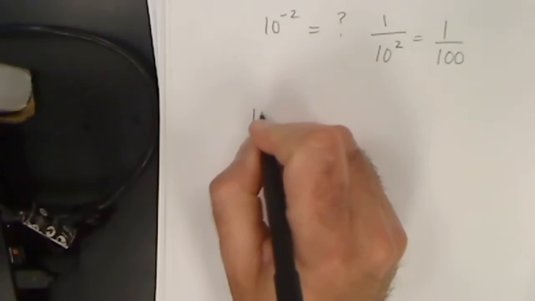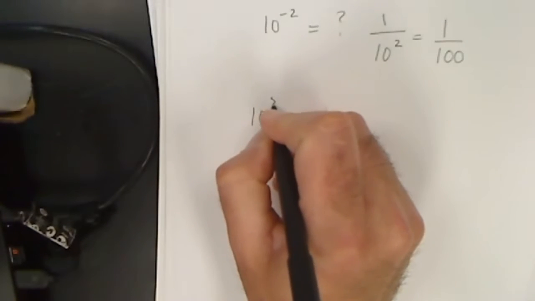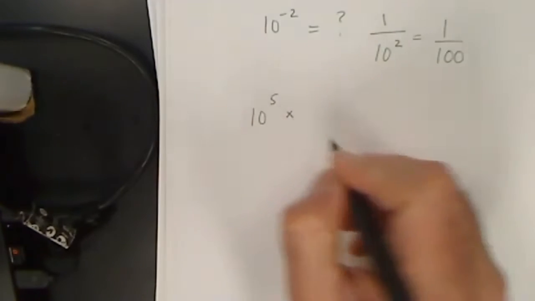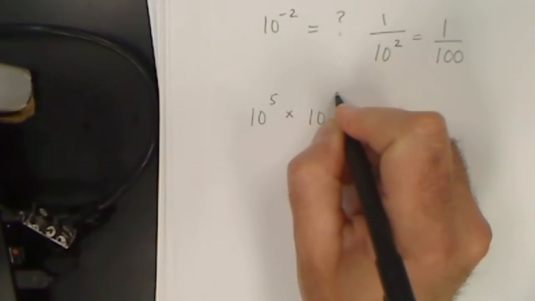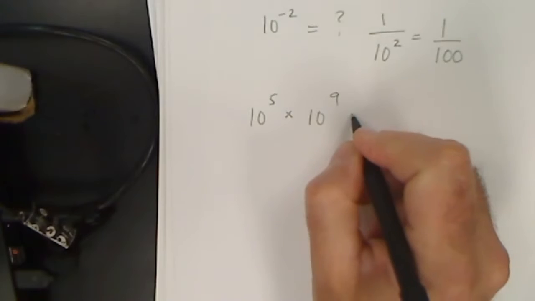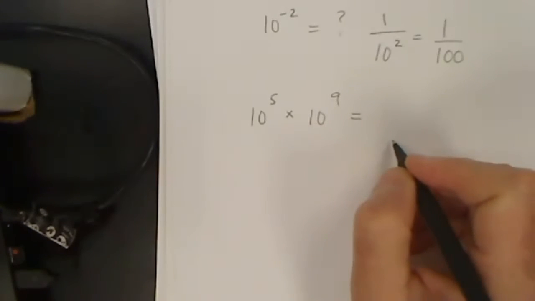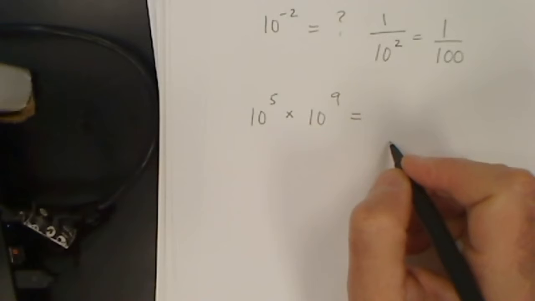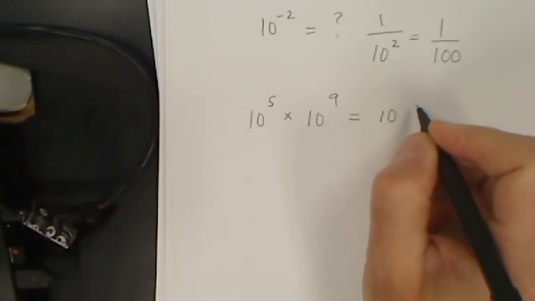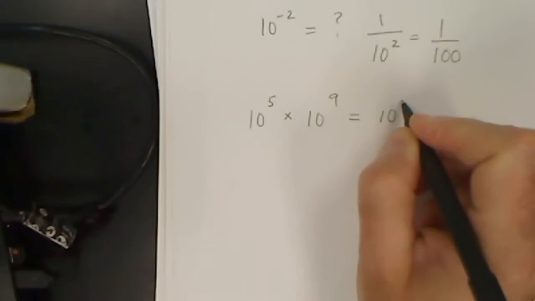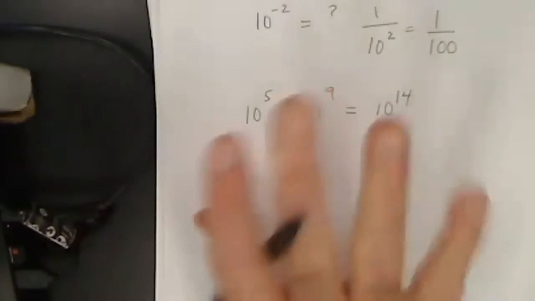Actually, do you know this thing? This is important. What if you take 10 to the 5 multiplied by 10 to the 9? Do you know what you get? You're going to add. 5 plus 9. Exactly. So what do you get? 10 to the 14. Very good. Okay, you don't need my help.